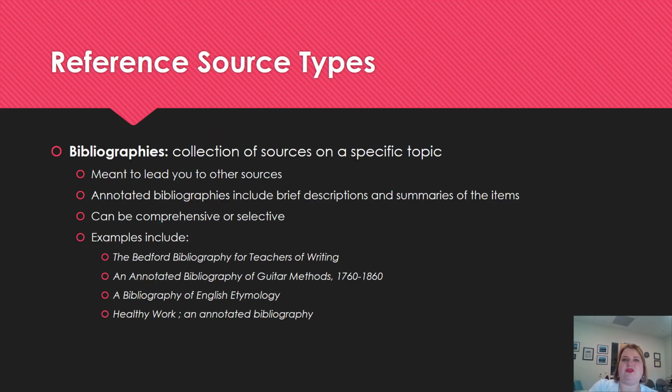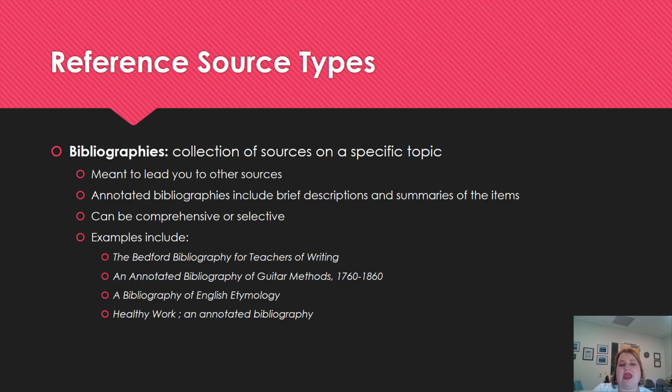Next is something you should be familiar with by now: a bibliography, which is a collection of sources on a specific topic. You see these officially published within academic resources, listing the best resources that have been published within the past year or the past 10 years on a particular topic. The purpose of these is to lead you to other sources. You often get annotations with these; most published bibliographies you find within library resources have some sort of annotation that includes a brief description or summary of the items.